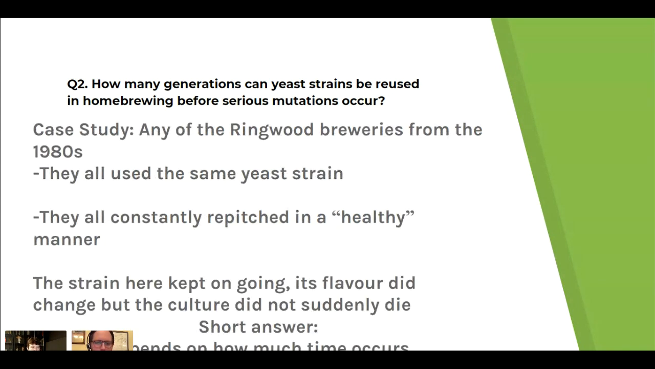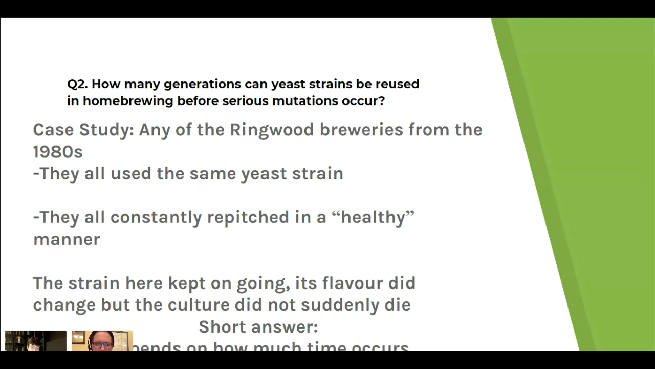To give you an idea, a handful of breweries in the 1980s opened up that used a strain of yeast called Ringwood. It's actually kind of a whole system. They all use the same yeast. And this yeast was meant to be repitched over and over and over again, to the point where many of these breweries have been using the same yeast culture since the 80s. It's rather impressive.